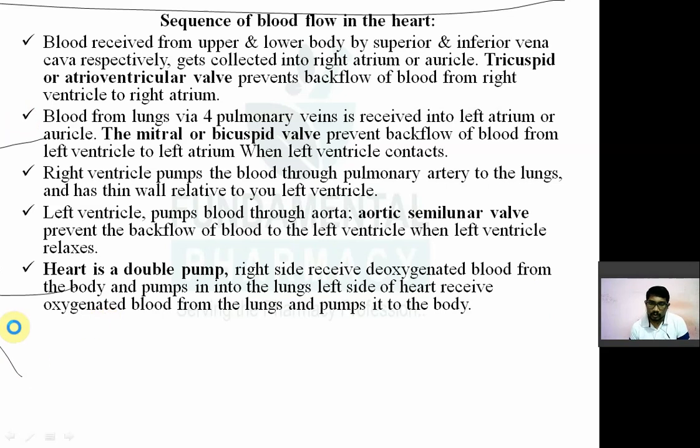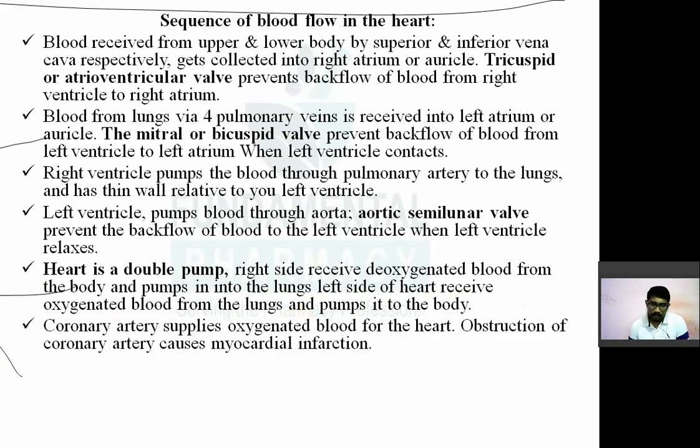Right side of heart receives deoxygenated blood from the various body parts and pumps it into lung, whereas the left side of heart receives pure blood from lung and pumps it to various parts of body. So at a time it is doing two things. Okay, collection plus circulation. That's why it is a double acting pump. Coronary artery supplies the oxygenated blood to myocardial muscle of heart, and coronary vein will carry deoxygenated blood from myocardium. Okay. Blockage of coronary artery or obstruction of coronary artery may cause myocardial infarction.